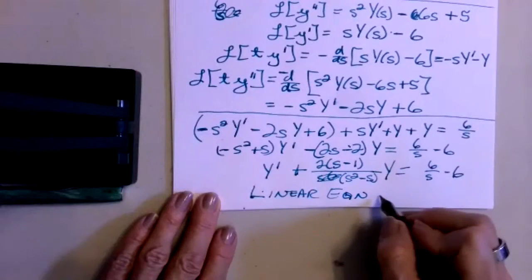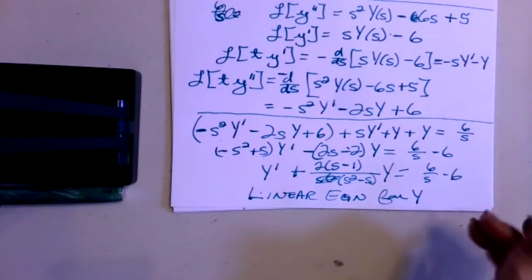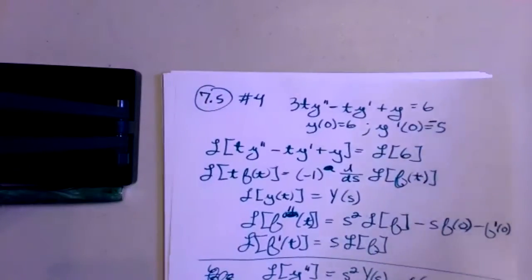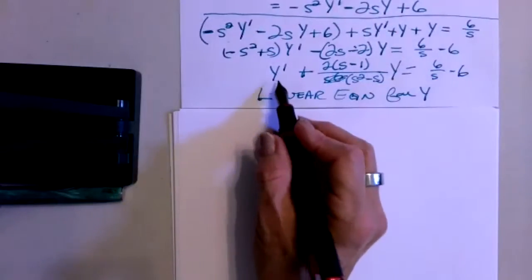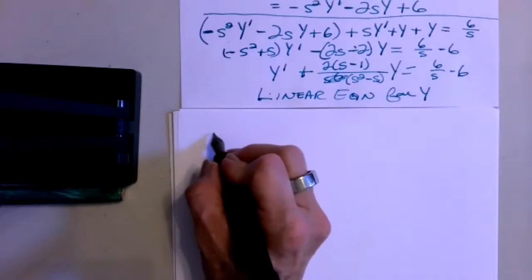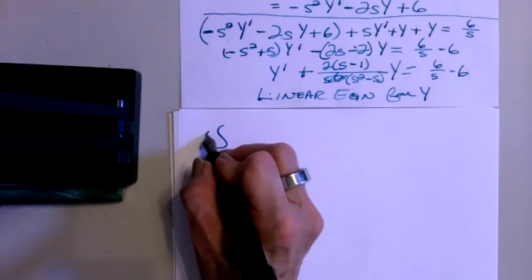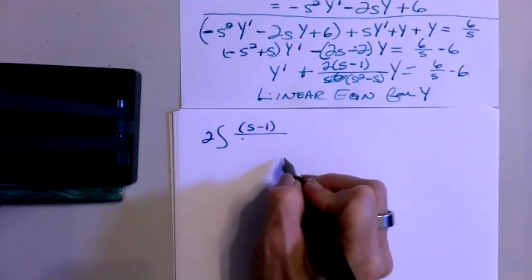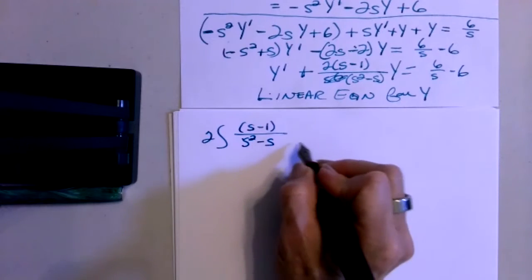Linear first order equation for capital Y. We know how to solve linear first order equations. Do the integrating factor and all that. Okay, so let's do that. Now the integrating factor is going to be the integral of 2s minus 1 over s squared minus s. Professor, you forgot to put the 3 in the first part.